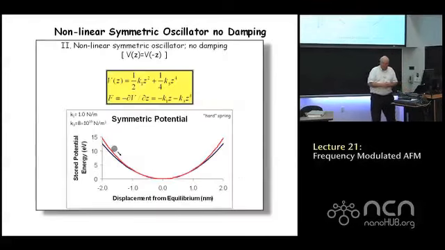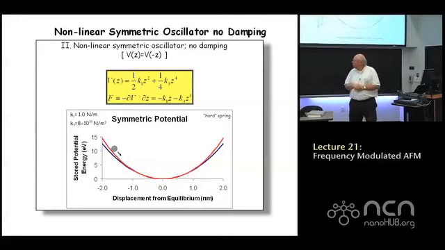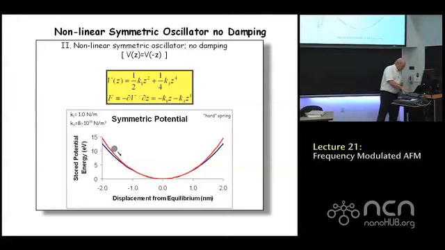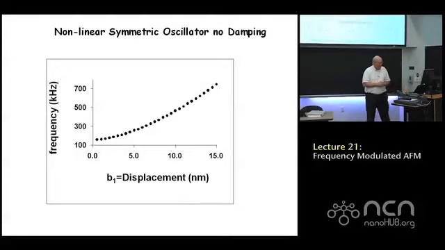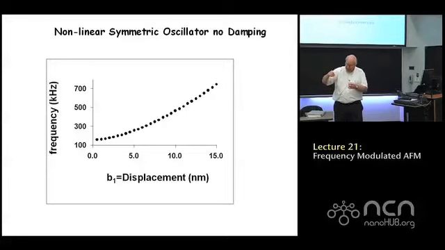So I arbitrarily picked two parameters, K1 and K3. They're indicated in the upper left-hand side of this graph. I use those parameters to evaluate this term under the square root. And I just want to emphasize the point that if you plot that out as a function of B1, where B1 is now the displacement of the particle from its equilibrium position, the displacement of the cantilever from its equilibrium position, the frequency shift can be quite large. It just depends on the size of the parameters that you choose.